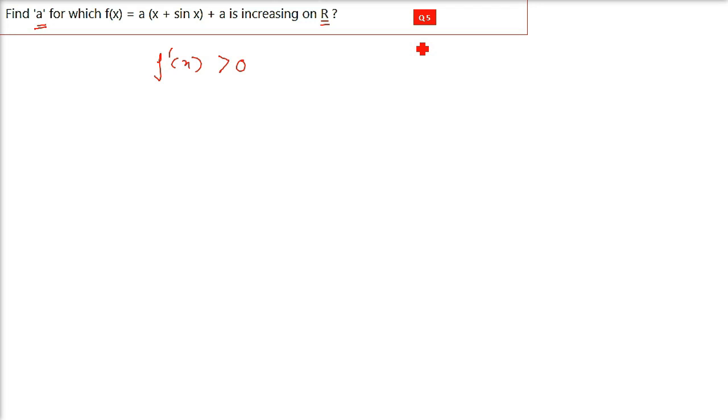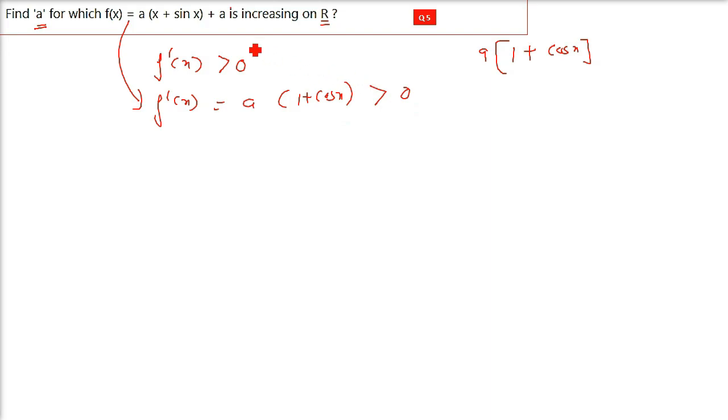We are talking about real numbers, so the domain is R, you can take any value of x. f dash x, I'm differentiating. a is a constant, I'm writing it here, a. Differentiation of x is 1, sin x is going to be cos x. The differentiation of a is going to be 0. What do we get? a into 1 plus cos x. So this has to be greater than 0. It is increasing on R. So a into 1 plus cos x should be greater than 0.